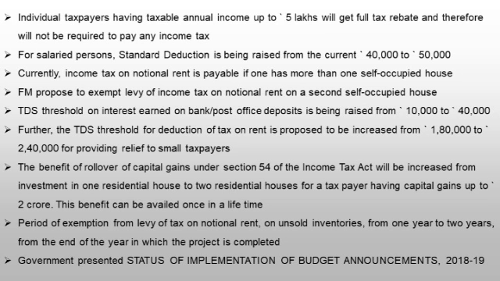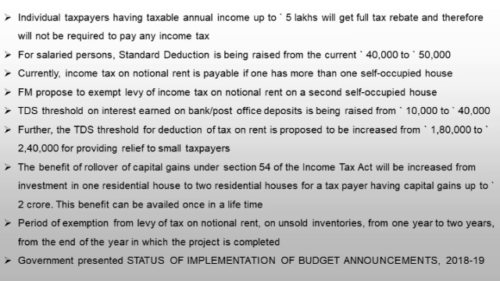Then the government also said the TDS threshold for deduction of tax on house rent, previously 1.8 lakhs, has now been increased to 2,40,000 per annum. That means if your monthly rent is up to 20,000, there is no need to deduct TDS. So this will help the people who give their homes for rent.